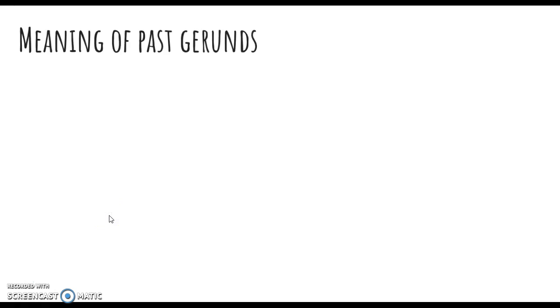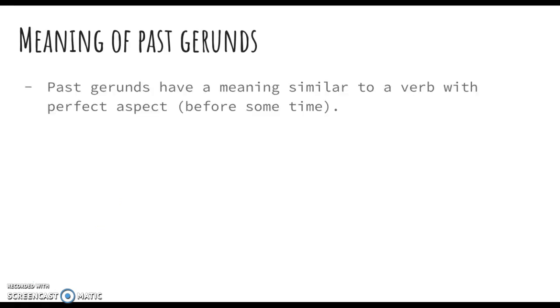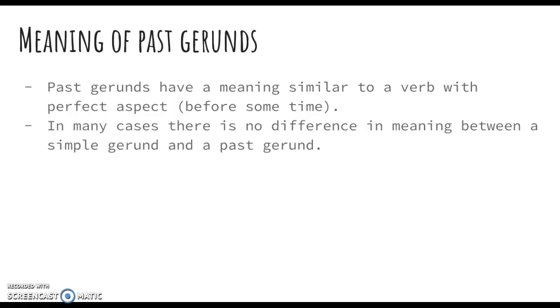What's more important with past gerunds is the meaning. So past gerunds have a meaning similar to a verb with perfect aspect, which is before some time, like as in past perfect or present perfect. In many cases, there's no difference in meaning between a simple gerund and a past gerund.